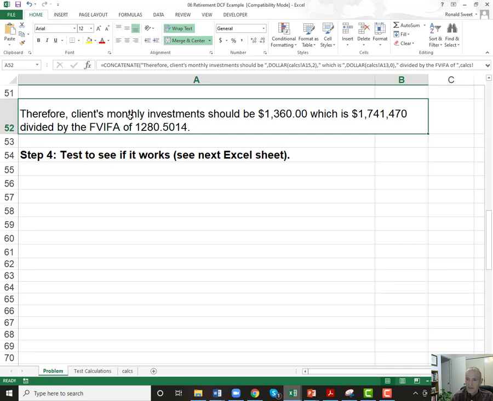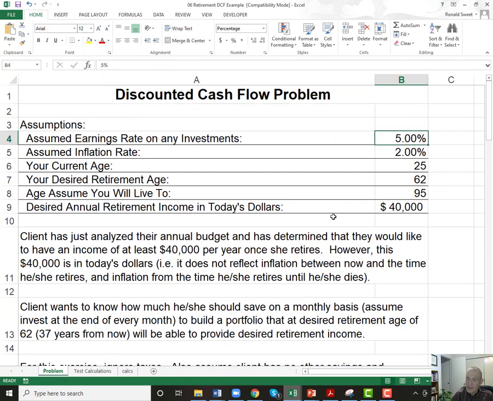The other thing is she can make adjustments as she goes. So she'll probably invest pretty heavily in stocks at age 25, but as she gets into her late 40s, early 50s, she'll probably be cutting back on how much she invests in the stocks. So the investment rate itself is probably going to change over time.